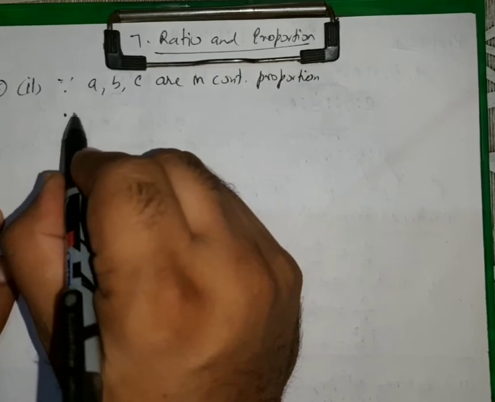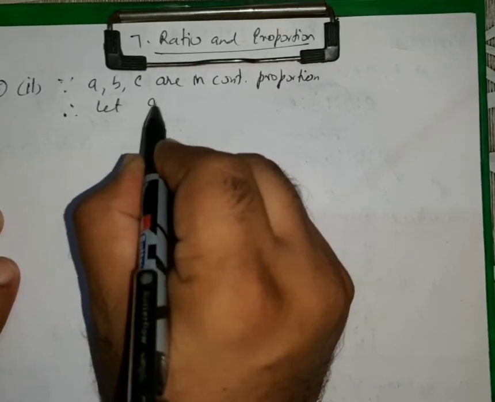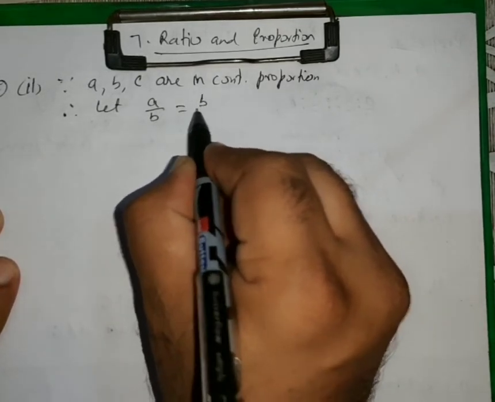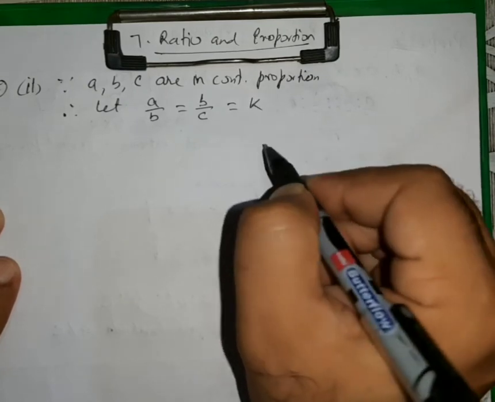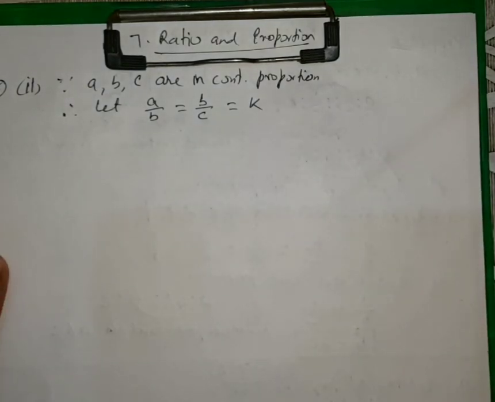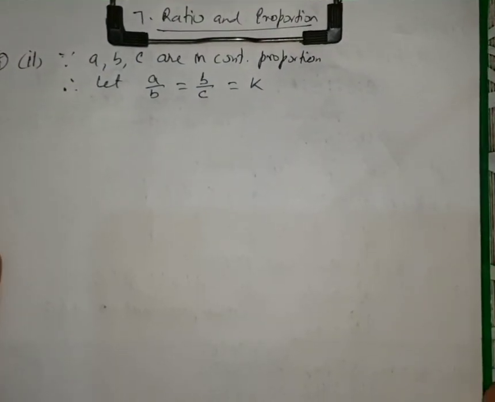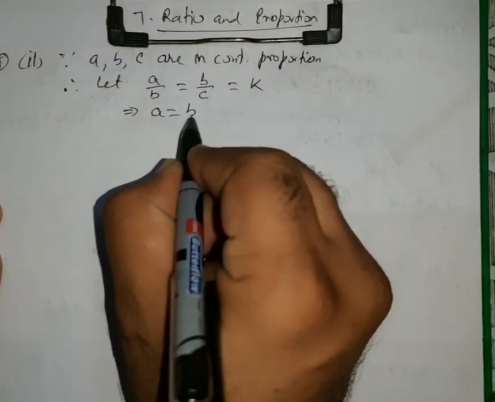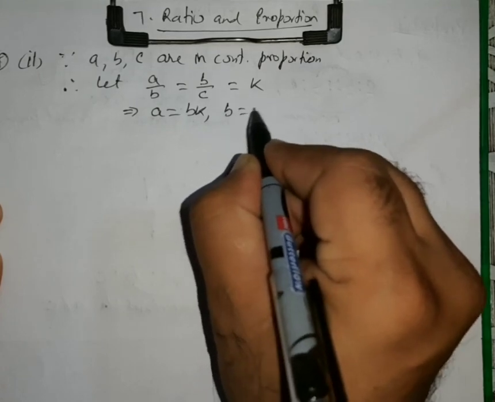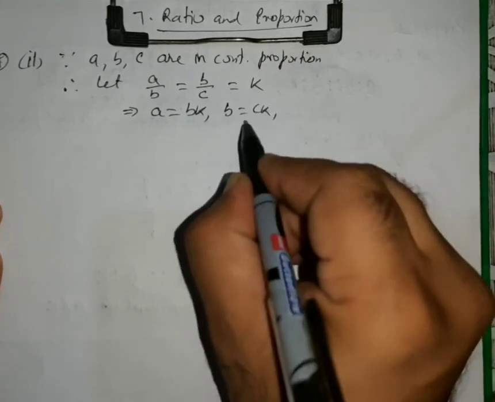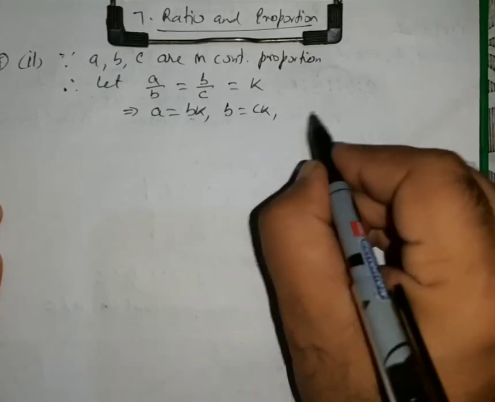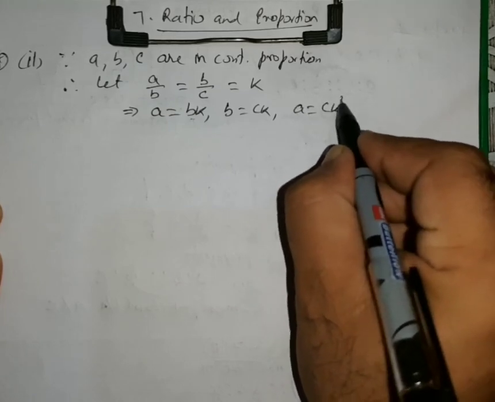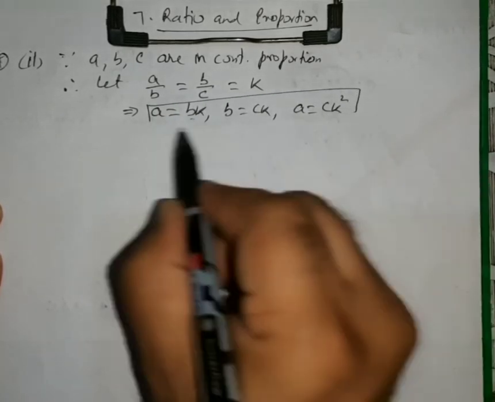therefore let a over b equal to b over c and let it be equal to k. So here also we will use the k method. So let these be equal to k. So from here we get a is equal to bk, b is equal to ck, or if I am using this b is equal to ck here, so then I will get a is equal to ck square. So this is what we get from this part.